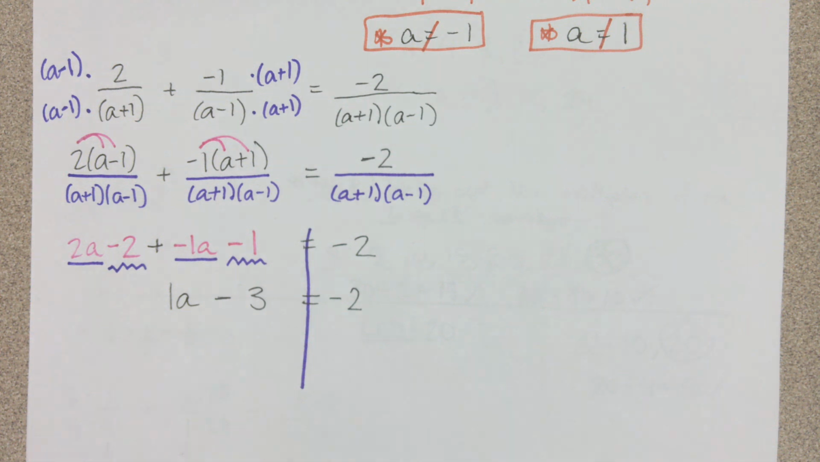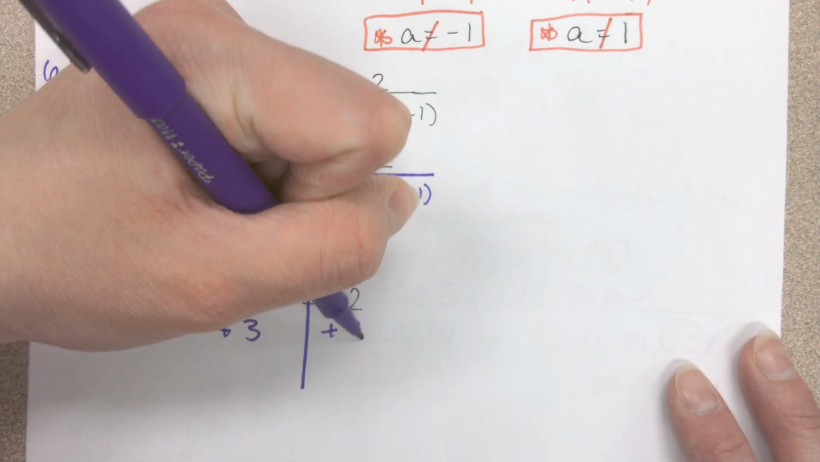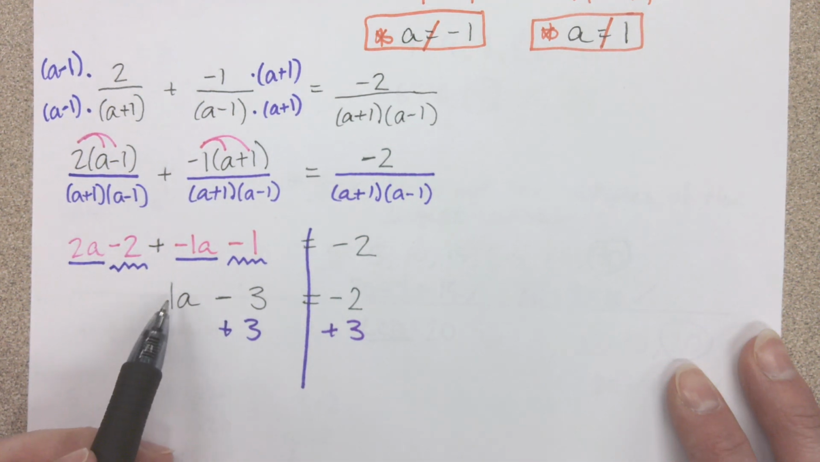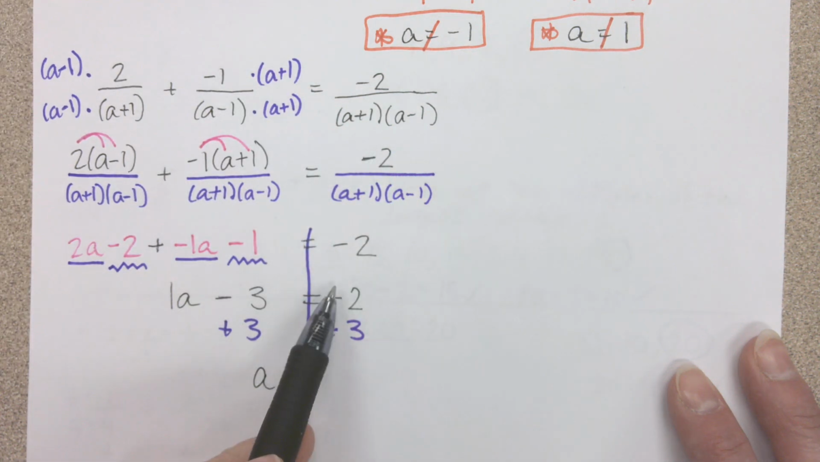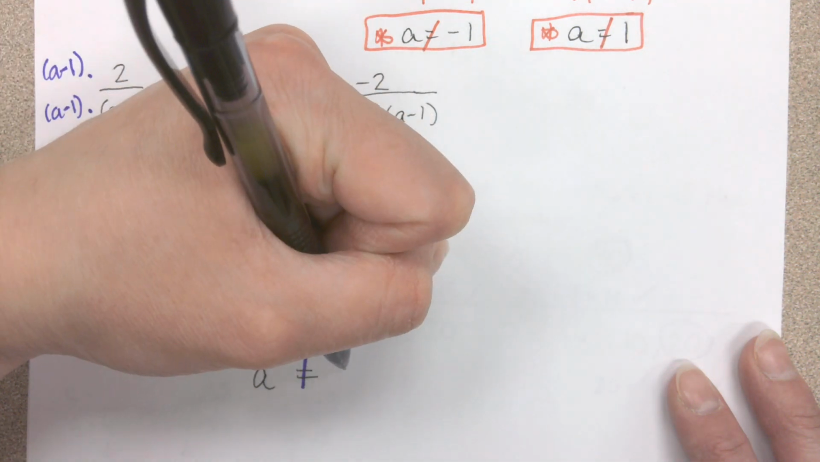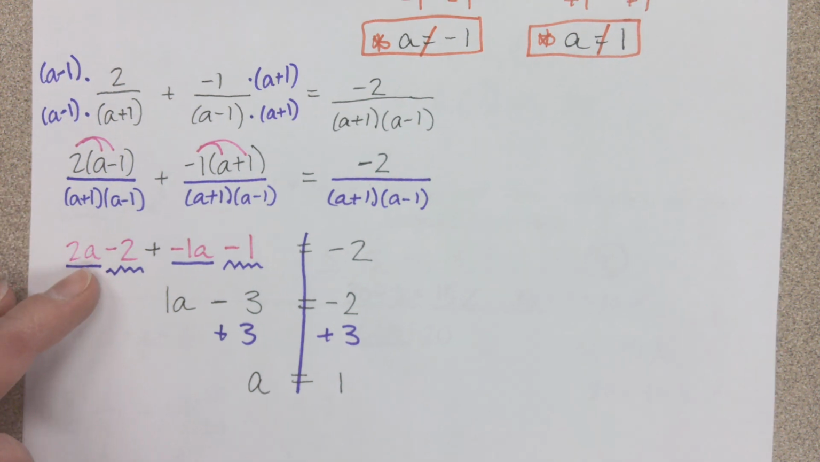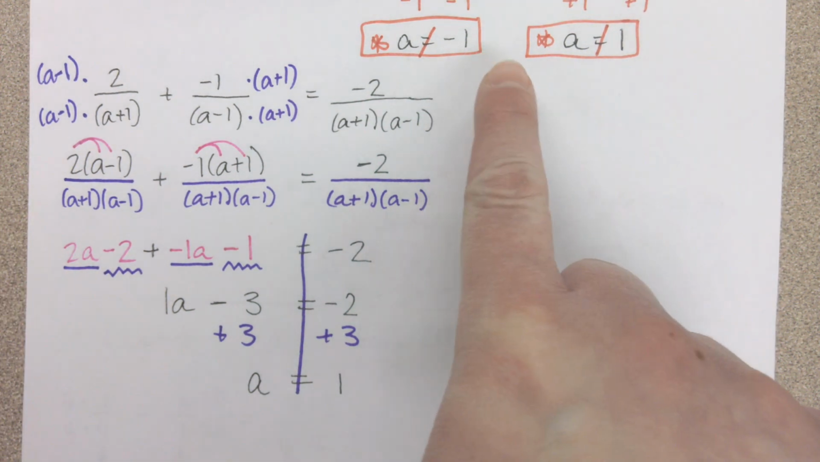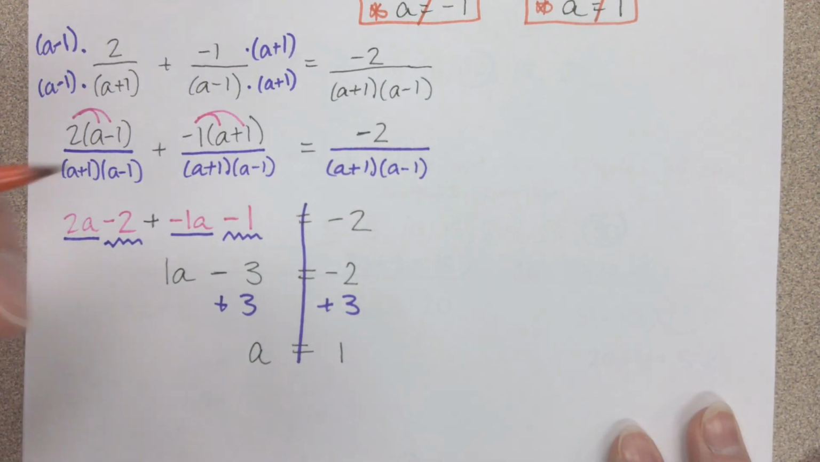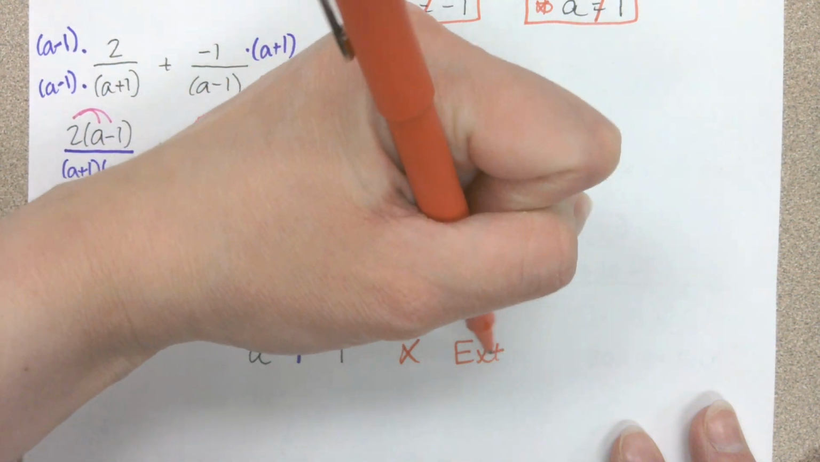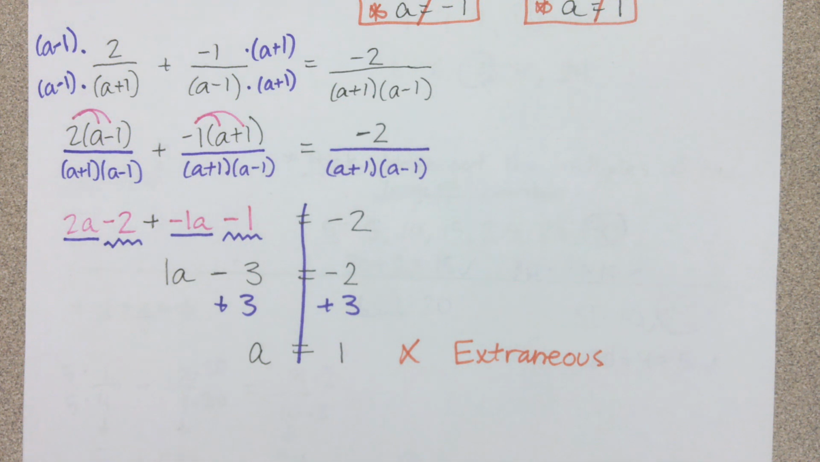I've got one step. I need to move the 3. It's negative, so I will add 3 to both sides. Now this 1A, I'll drop the 1 and just call it A for simplicity. Negative 2 plus 3 is positive 1. And up in the right-hand corner, you can clearly see that A is not allowed to be 1. This is extraneous. Therefore, my answer is no solution.